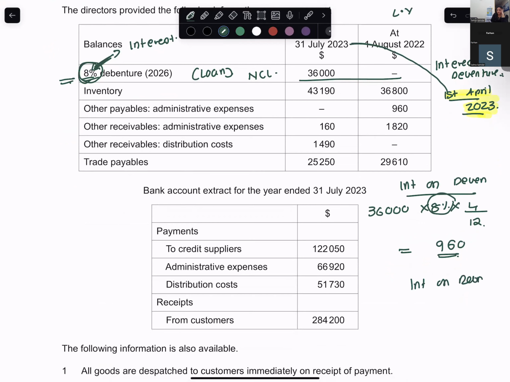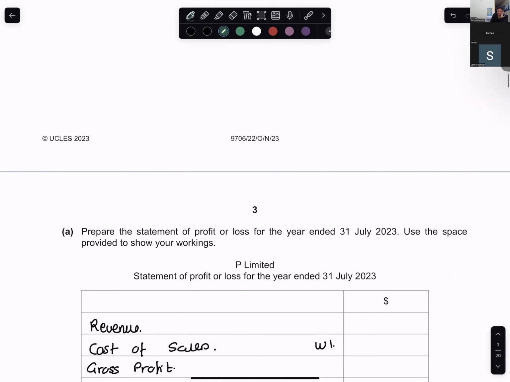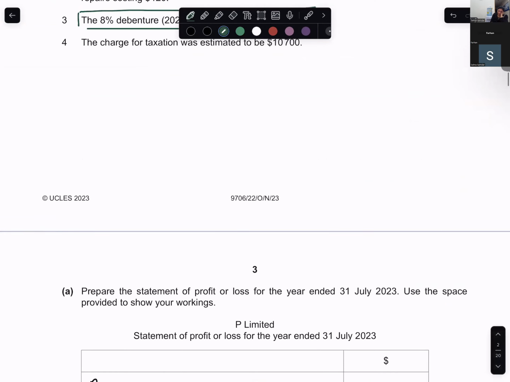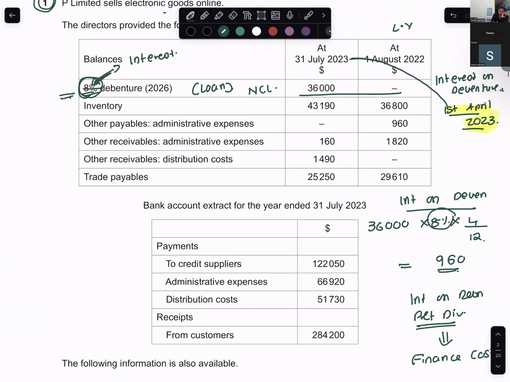Interest on debentures and preference dividend. So this is the finance cost. Interest on debentures, 960, is your finance cost. Can I go and write it? Okay. So you're clear with this interest on debentures now? Yes. This is done.